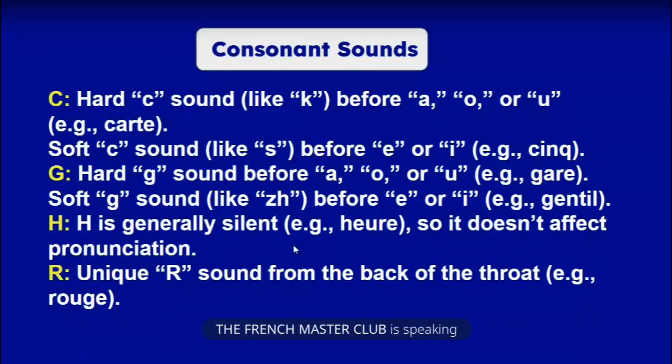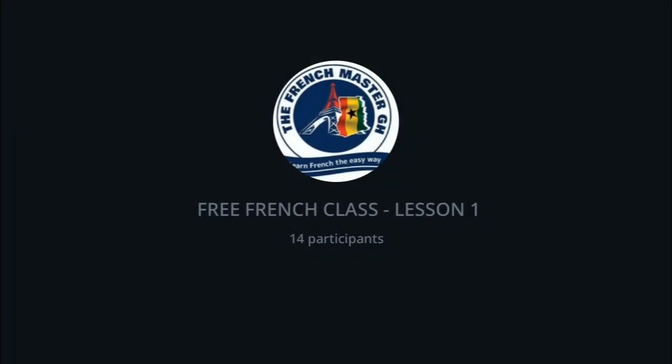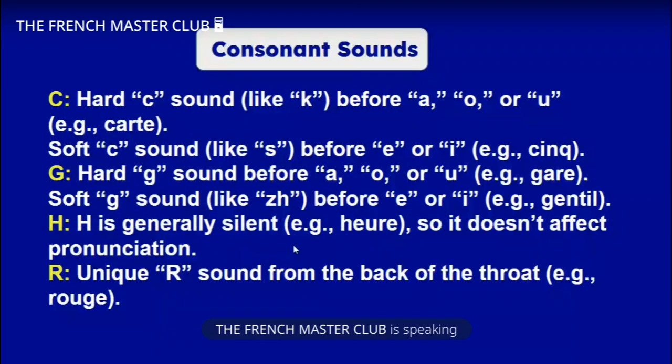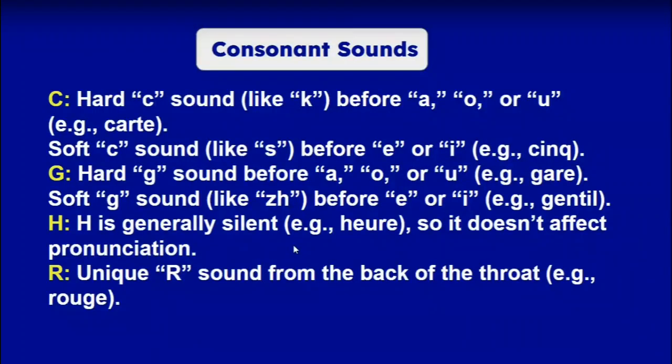In the same way, if the G is followed by E or I, it becomes J. Example, gentil. Il est gentil, he's kind. Because in gentil, you have G followed by E. Let's say gingembre. Gingembre is G-I-N, so the G is followed by I. So the sound of the G becomes je.